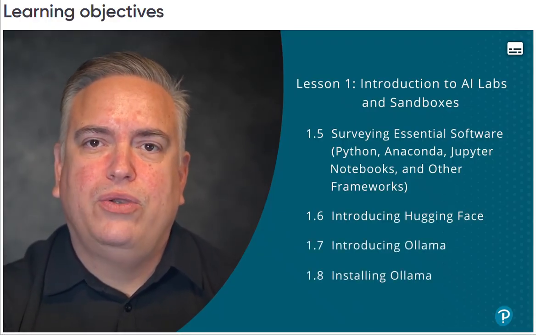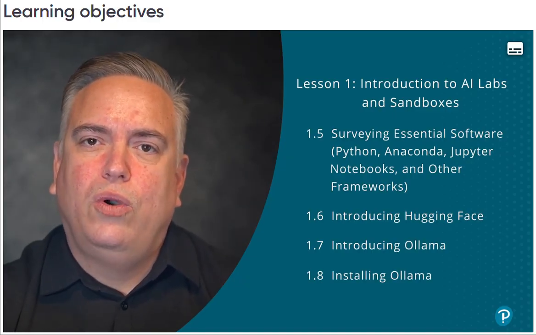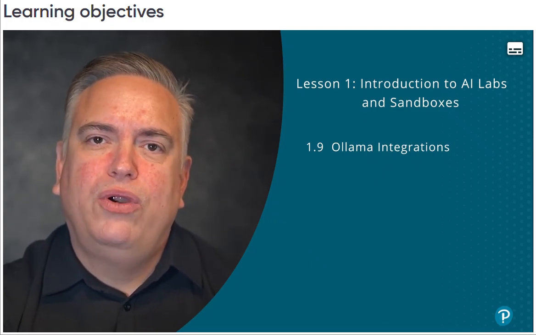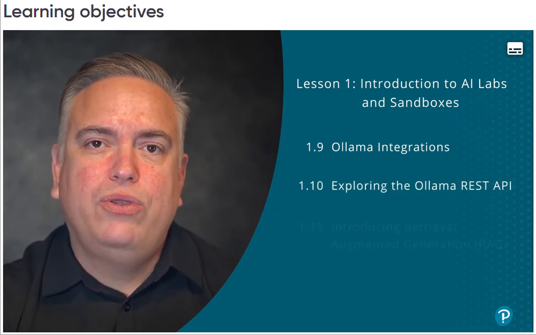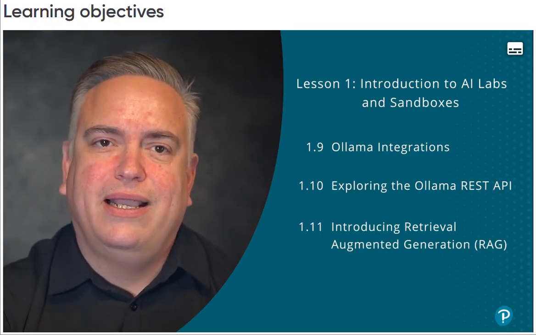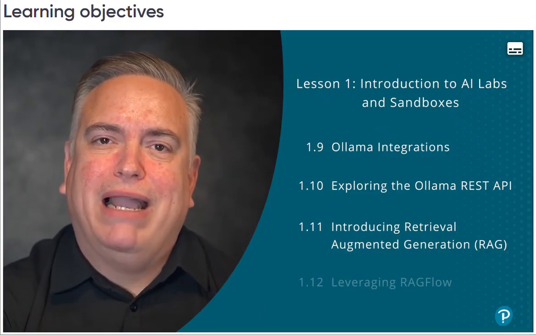We will go over and introduce Hugging Face, Ollama. We will install Ollama to run AI models at home. And then we will go over many different Ollama integrations that you can use nowadays. We will explore the Ollama REST API and how to even use retrieval augmented generation pipelines in your lab at home and, of course, in the cloud as well. We will also explore tools like Rackflow. Let's get started.